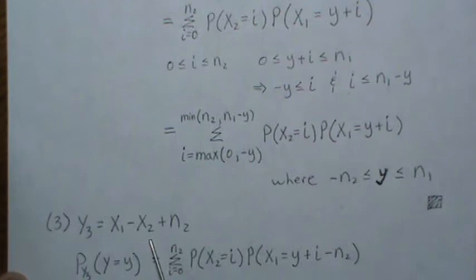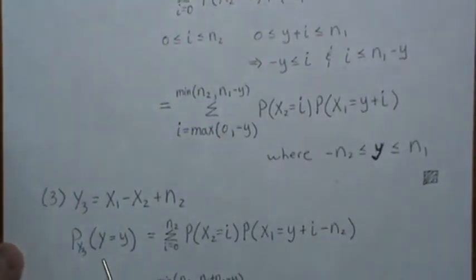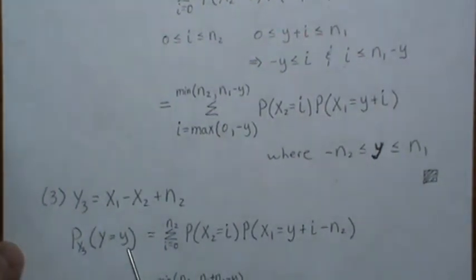Then to find the third one, Y3, it's the same thing. We say the probability that Y is little y, and we're over Y3. We introduce that trick again where we sum over X2, we change to the conditional probability, then X2 we know is i, so we plug it in and subtract it over, and we get this. And these are two binomial probabilities.